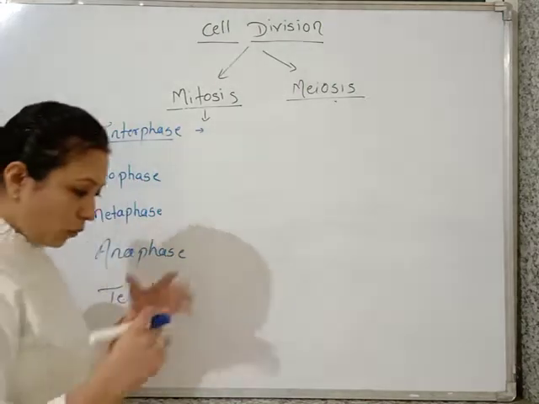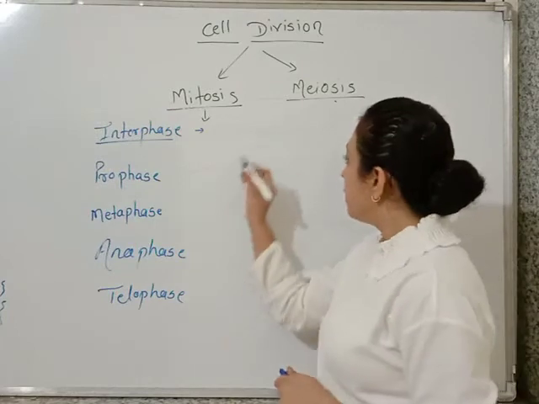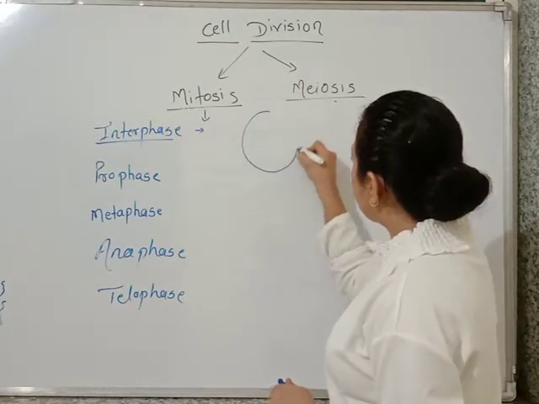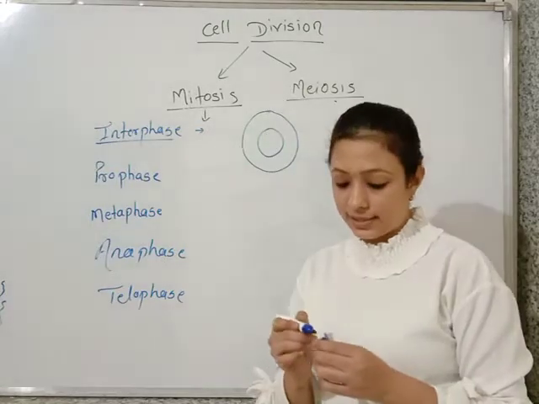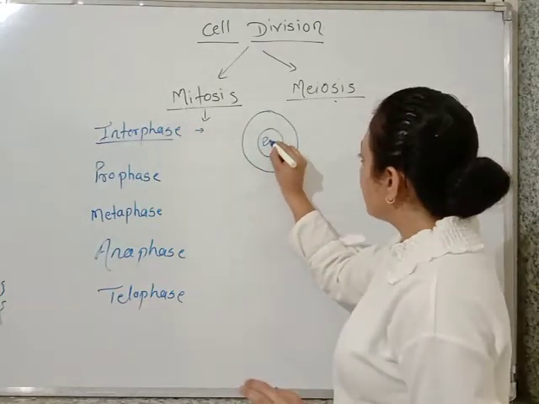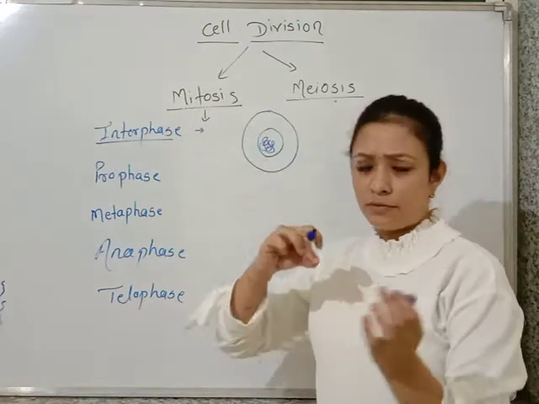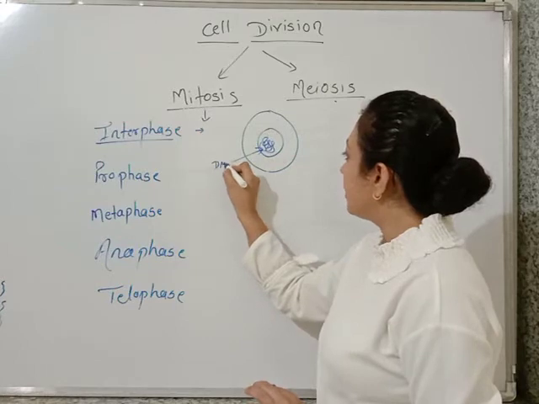Now let's discuss what exactly happens in the interphase of the cell division. Now say for example here is the cell. Okay, and inside what is there? The nucleus is there. Now you know very well that what is located in the nucleus. The nucleus have the fine thread-like structure, and that is called the DNA.